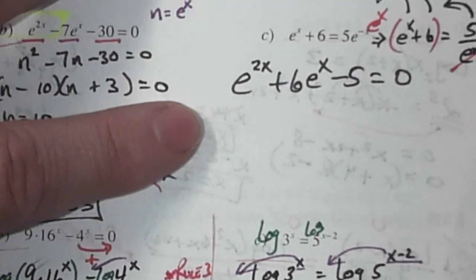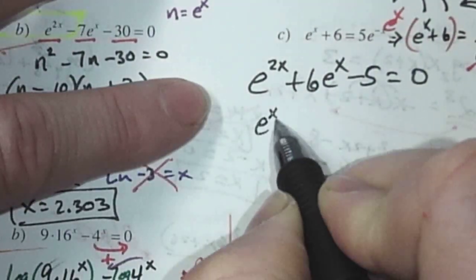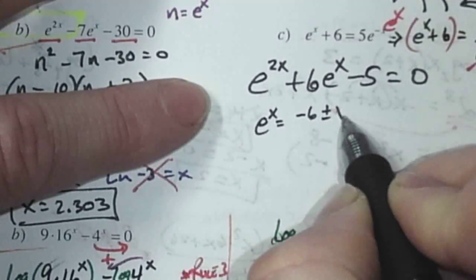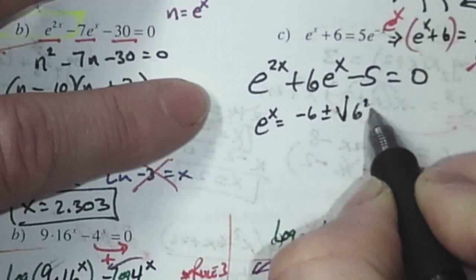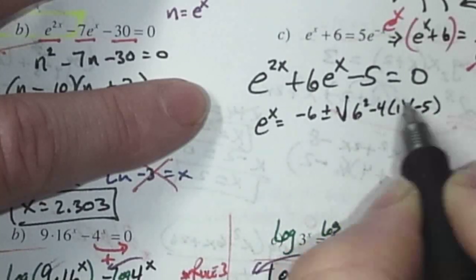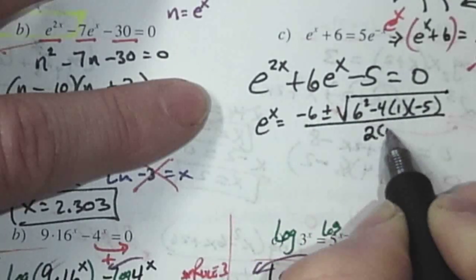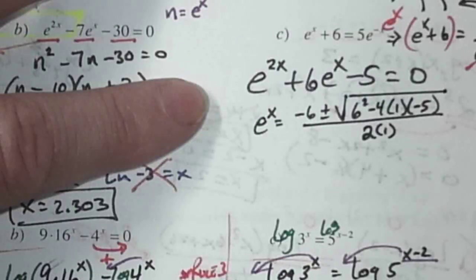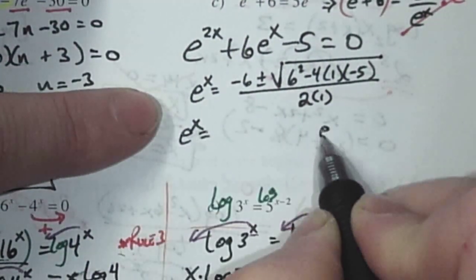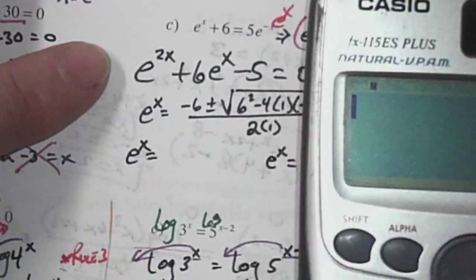Yikes. All right, here we go. e to the x equals negative b plus or minus the square root of b squared minus 4 times a times c, all over 2 times a. So e to the x is going to equal two different things.